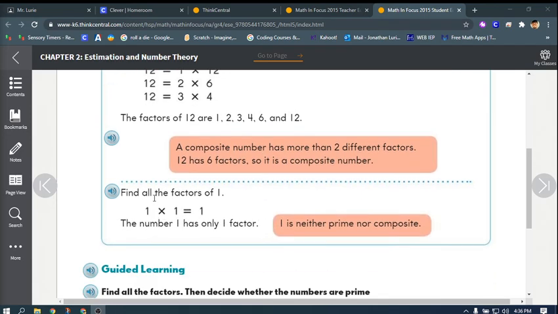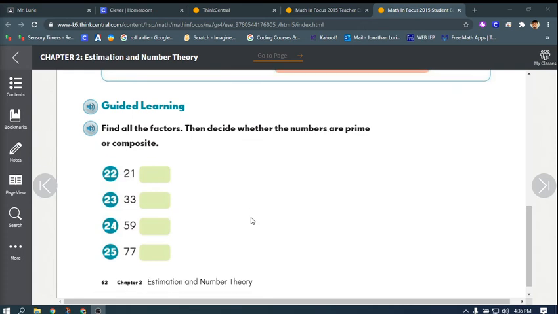Find all of the factors of 1. 1 times 1 equals 1. The number 1 has only 1 factor, which is 1 itself, but itself is 1. Therefore, math geeks like myself like to say that 1 is neither prime nor composite, but if any teacher ever asks you that, come on. So find all the factors, then decide whether the numbers are prime or composite.